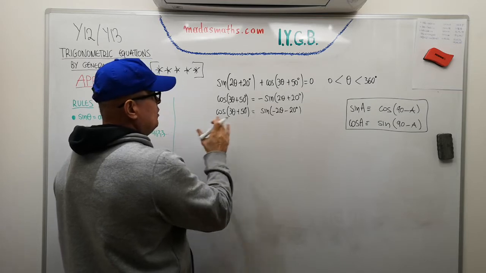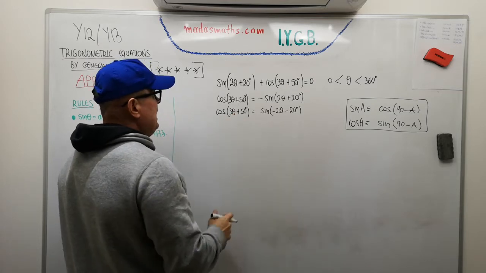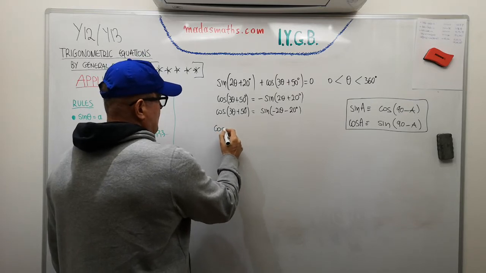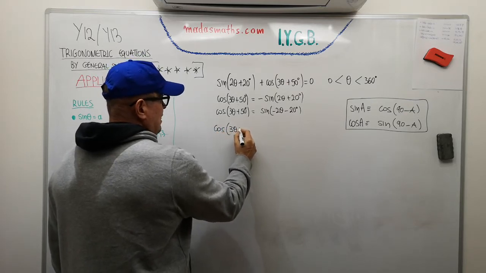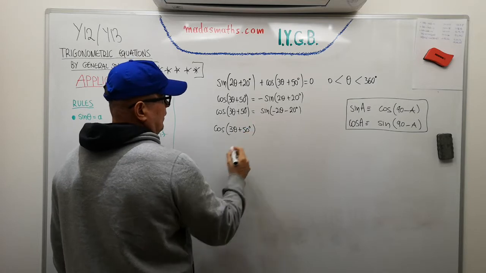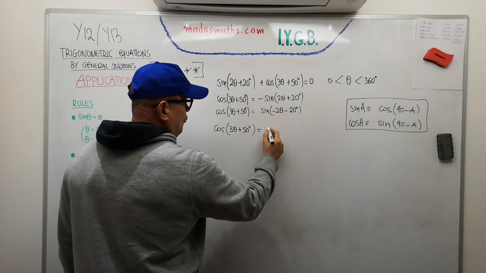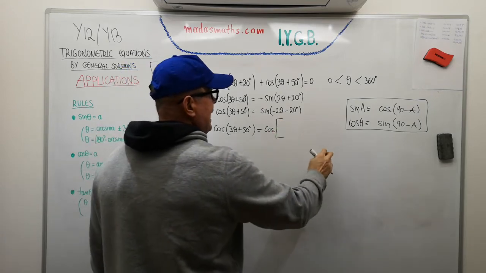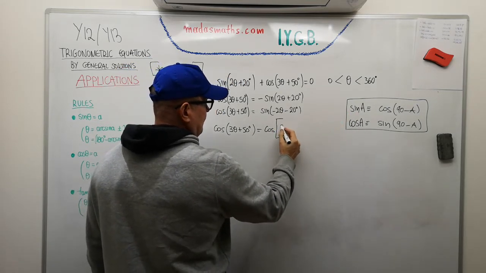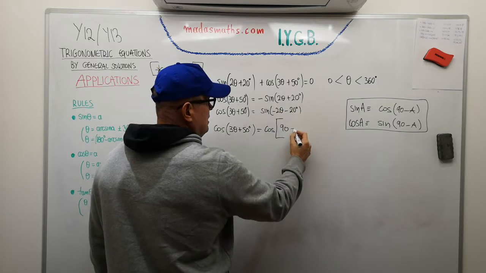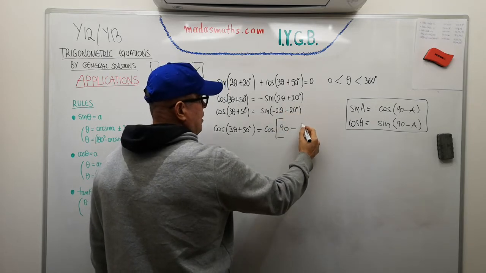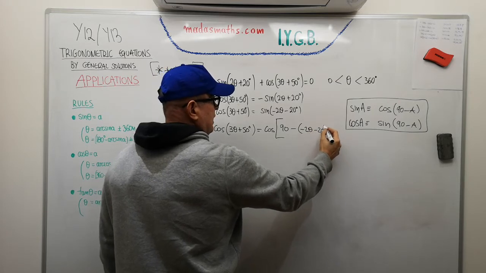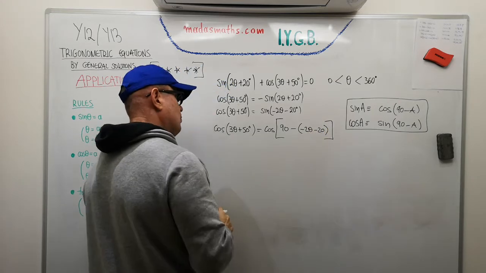The question is, which one do I change? Do I change the cos or the sine? It will hardly matter. Let's change the sine. So I'm going to leave the left hand side as cos 3 theta plus 50, and now this will change to a cos, but if I change to a cos, I'm going to put a square bracket. I need 90 minus the argument of this sine. So it's going to be 90 minus (-2 theta minus 20), close round bracket, close square bracket.